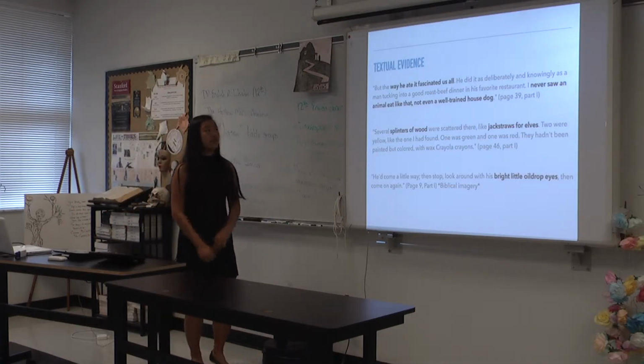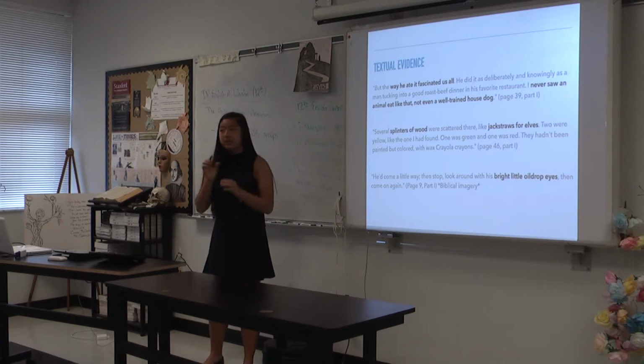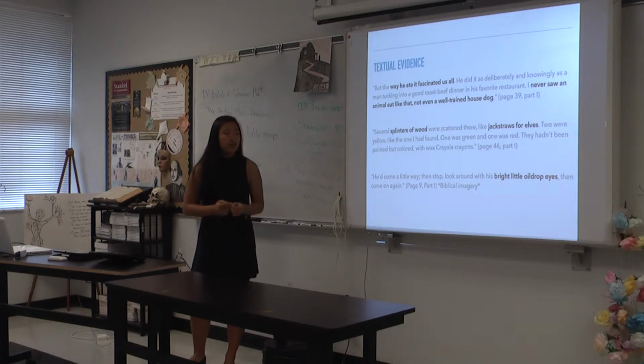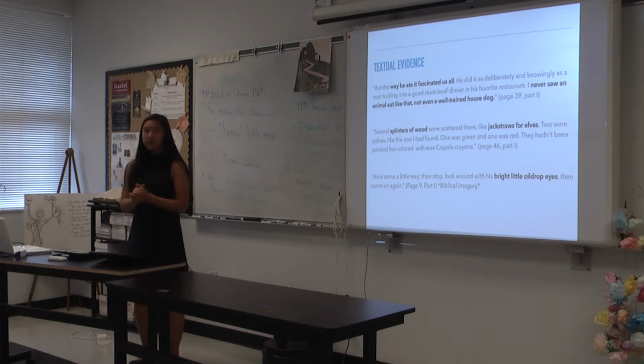So here's textual evidence of when he's first introduced. The way he ate fascinated the guards. The splinters of wood that he kept from Delacroix reminded Paul of jackstraws for elves, which is another example of fairytale imagery used. And he's often described to have little oil-drop eyes, which is a biblical reference. He's seen as a holy spirit or a holy character.